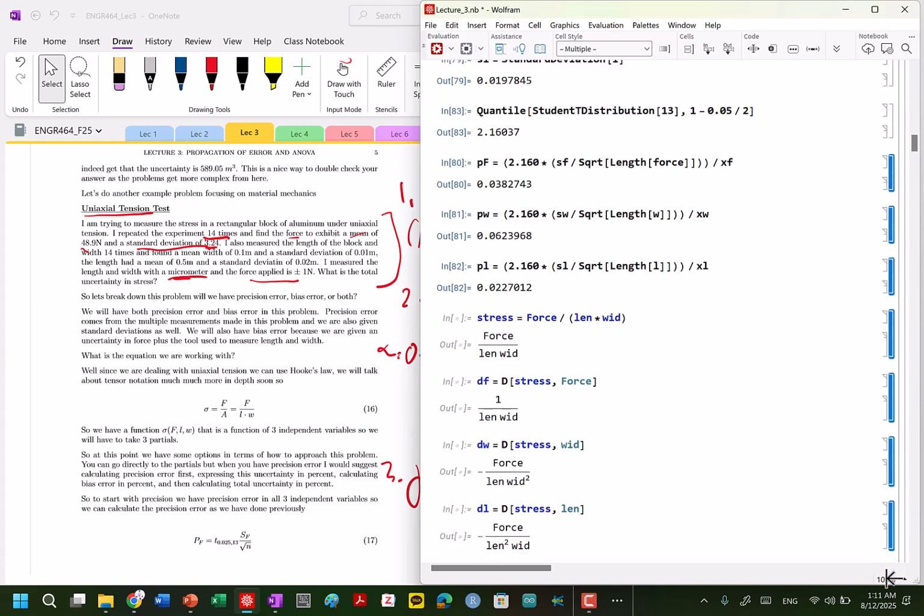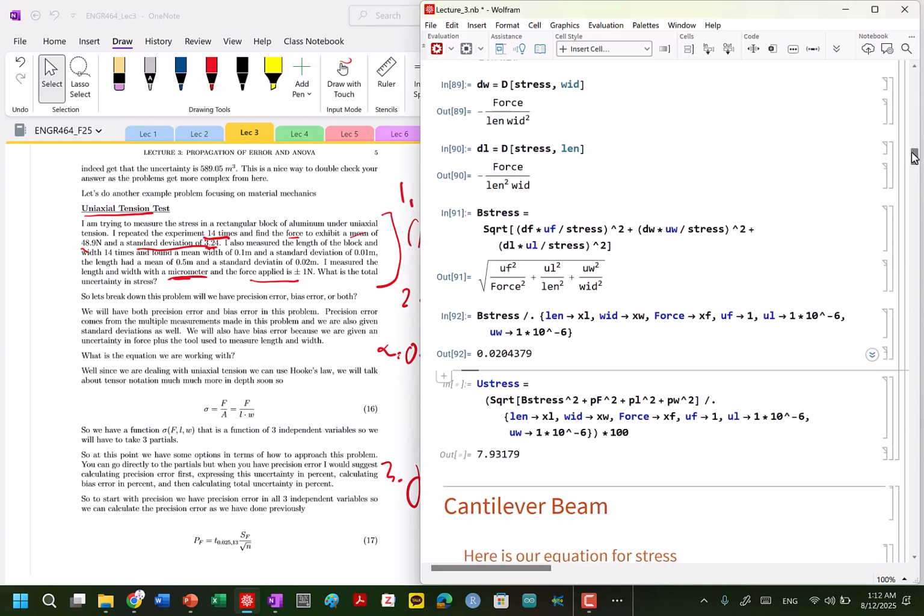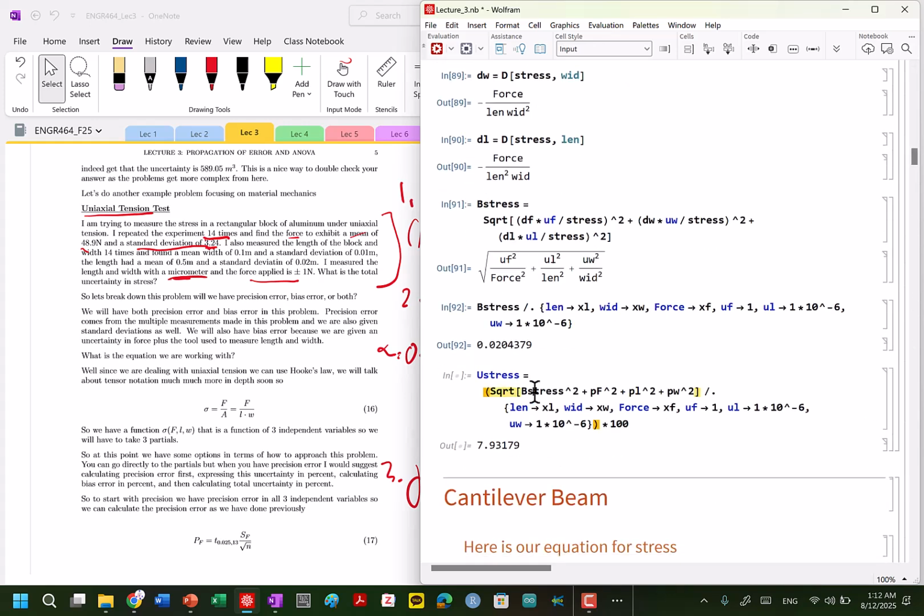We can also define our stress values. Here you can see we're just getting our bias error. Now we're just plugging in for those uncertainties: 1 times 10 to the minus 6, 1 times 10 to the minus 6, 1. Plugging in for the nominal values. And finally, we can plug in for everything, and we get that uncertainty, which is actually times 100, so 7.9%.